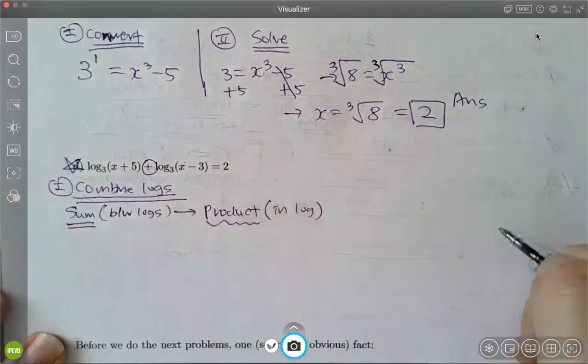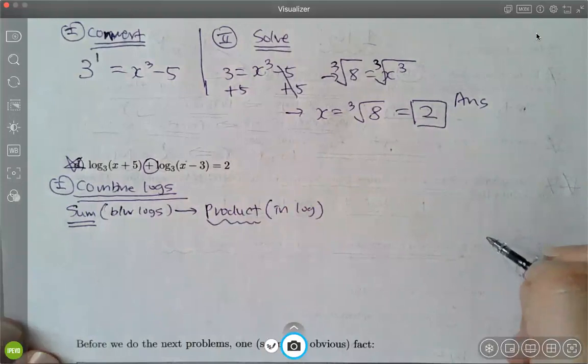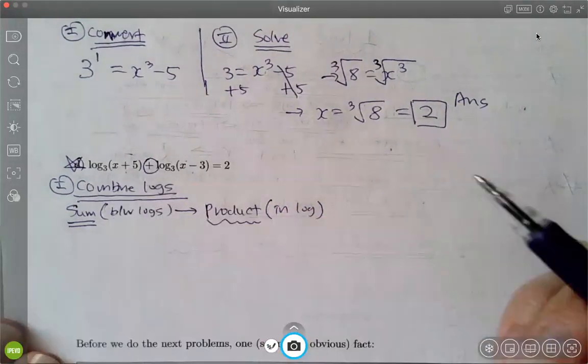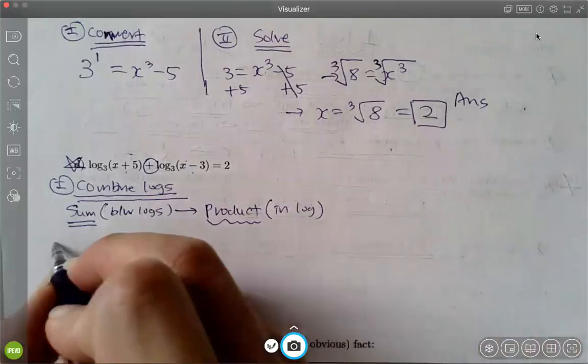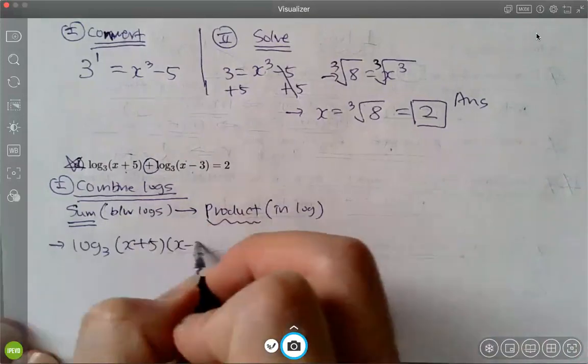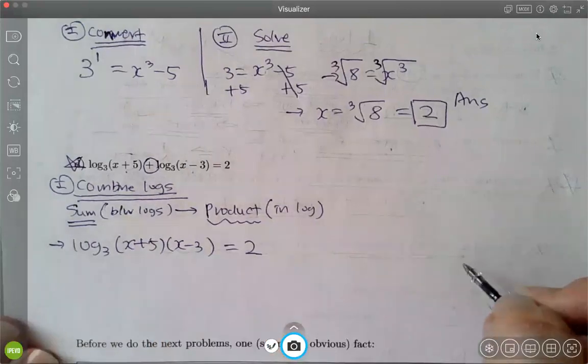So what does that mean? Here, what are we multiplying? Log of 3x plus 5 and log of 3x minus 3? No, what are we multiplying? x plus 5 and x minus 3, right? Not these entire logs, but what's in the logs can be multiplied. So we have log base 3 of x plus 5 times x minus 3, and that's equal to 2. It's this one.